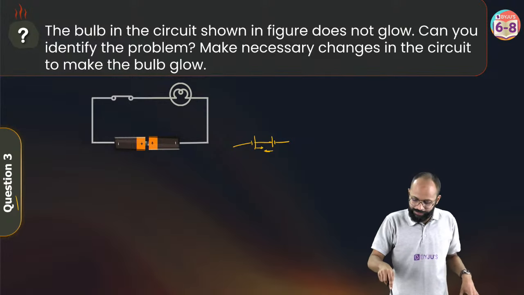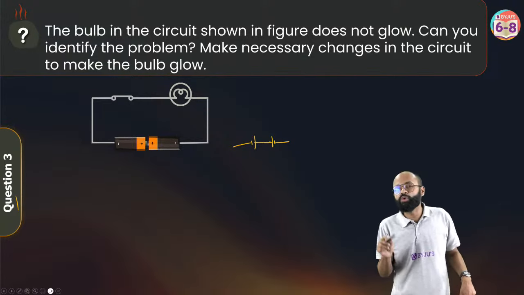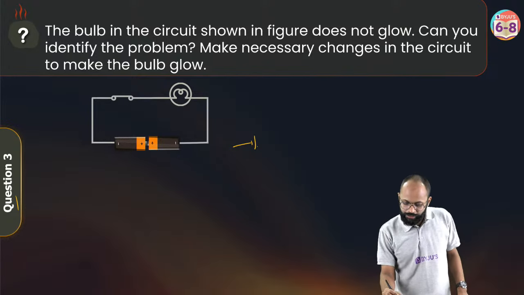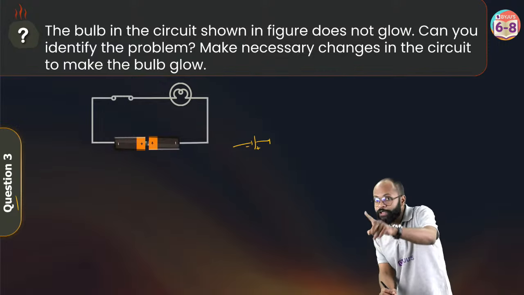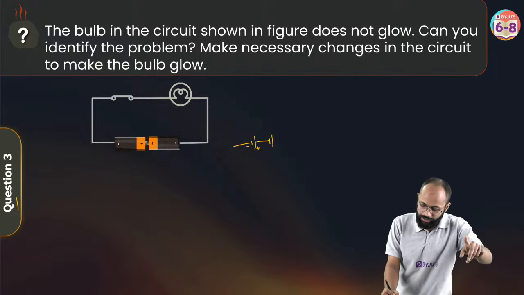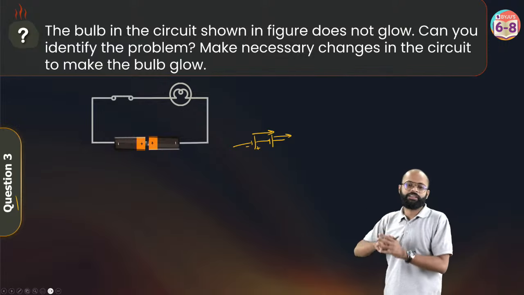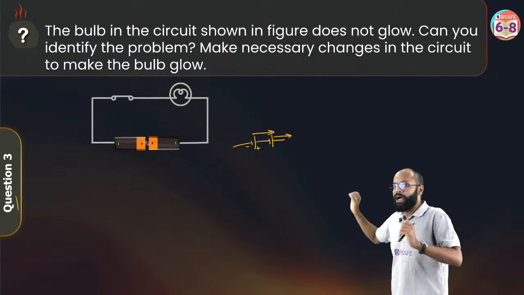You can think of it like this. When do two cells support each other? When you connect the minus of one cell to the positive of another cell, both of them are trying to push current in the same direction. Aha, sir, this is good. Now this circuit will work, right?